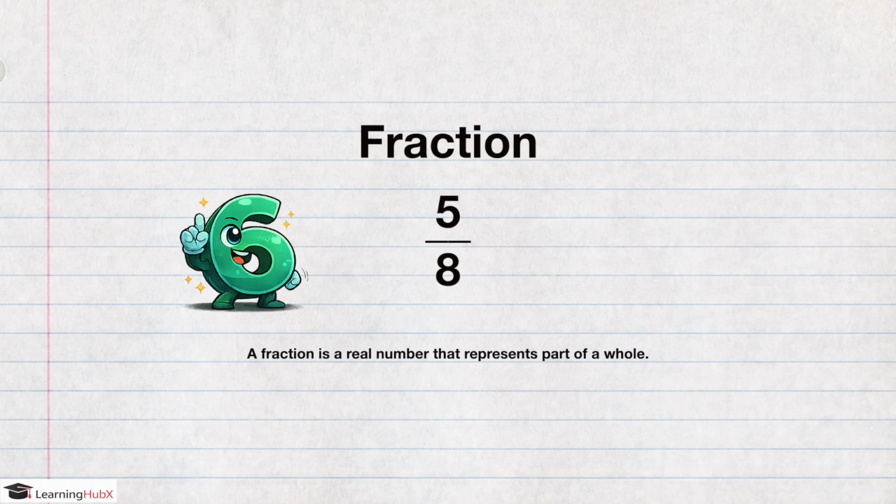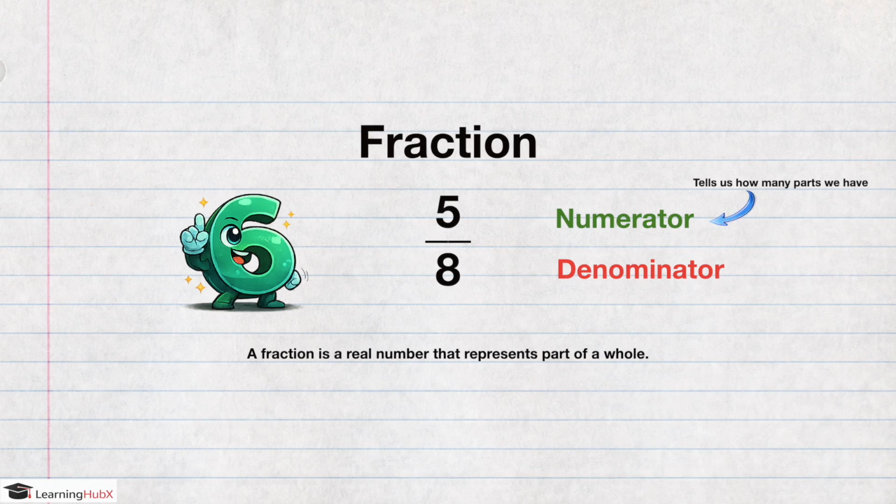In this example, the number 5 represents the part that was eaten. This is called the numerator. The number 8 represents the total number of equal pieces. This is called the denominator. The numerator tells us how many parts we have. The denominator tells us how many equal parts make the whole. And that is the foundation of fractions.